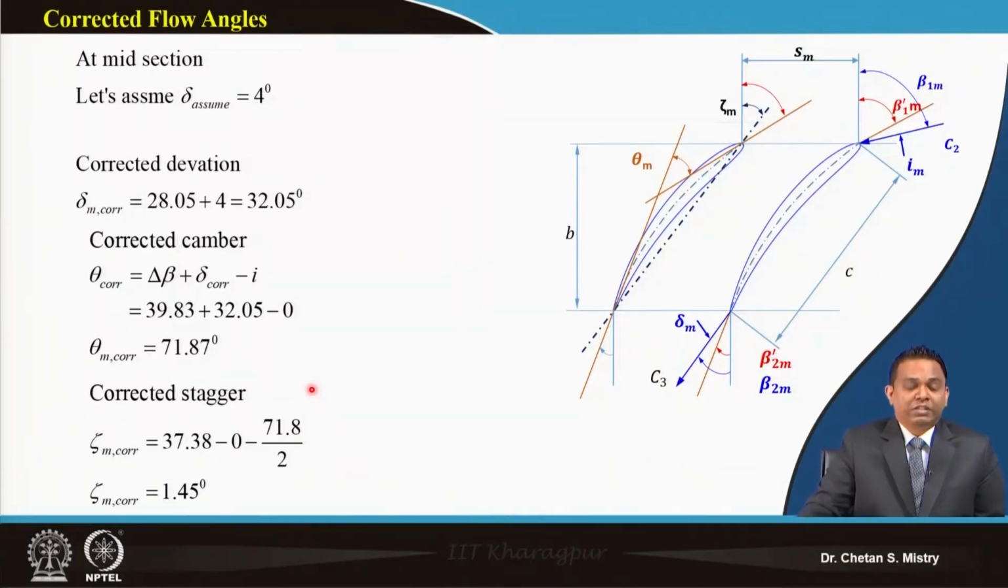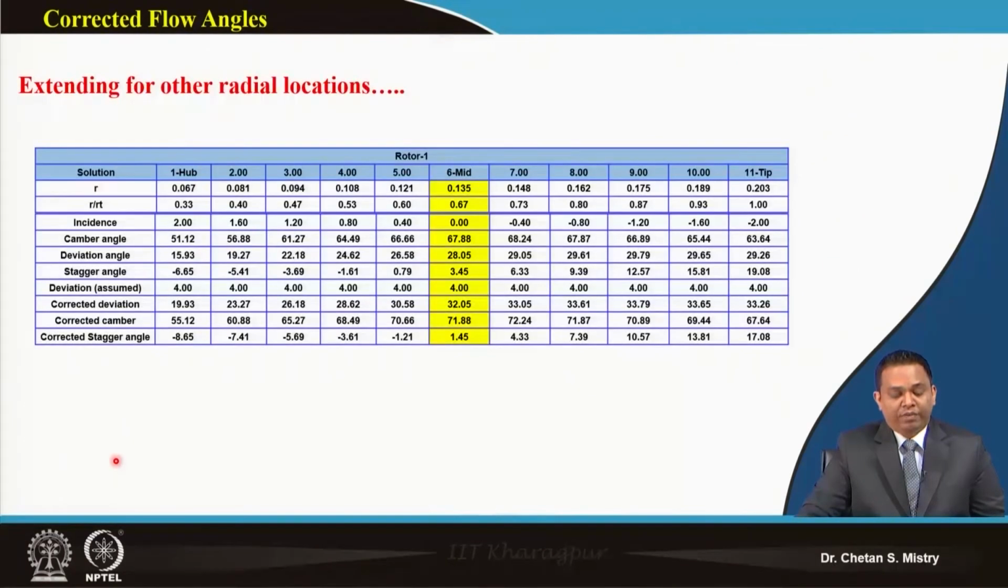Now for this case, we have assumed this to be 4 degrees, and at the mid station we have done the calculation for corrected deviation, corrected camber and corrected stagger angle. So by corrected deviation, corrected camber and corrected stagger we have done the calculation.